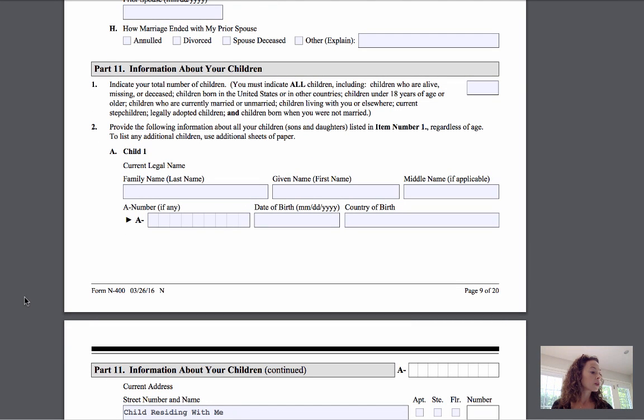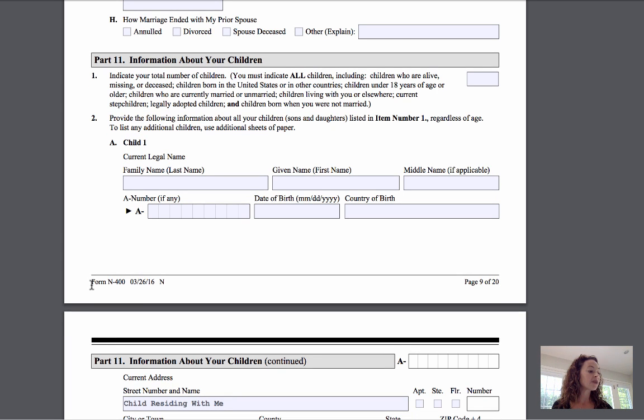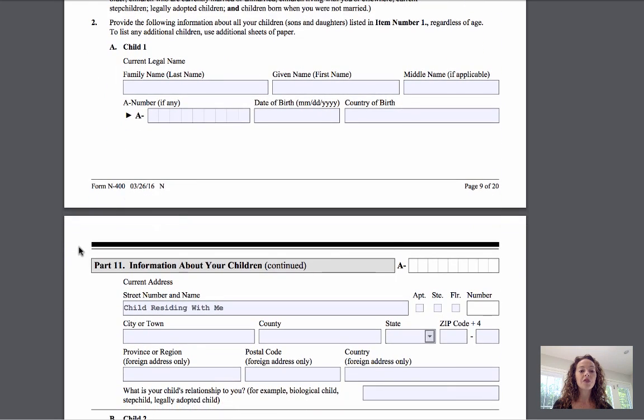The child's current legal name, the A number, if applicable, date of birth, country of birth. Print or type the name of the country at the time of your child's birth, even if the name of the country has changed. Relationship to you, for example, biological child, stepchild, legally adopted child, and the child's current address. A little bit more information here.